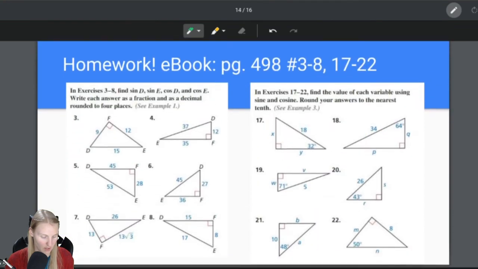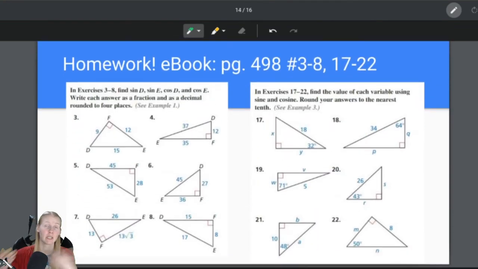This is what your homework will be. You can do it now if you want, but you don't have to, of course. The first 6 questions ask you to find sine and cosine of D and sine and cosine of E. And the next 6 questions ask you to find the 2 variables, so x and y, p and q, w and v, whatever it asks you. And that's like the second example that we did.